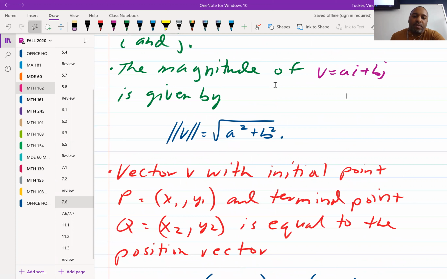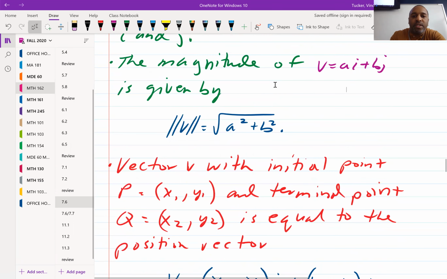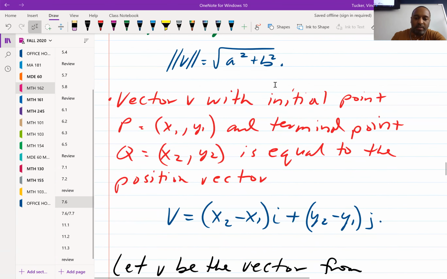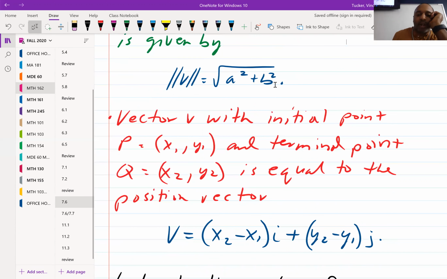Oh, okay. So vector V with initial point P, terminal point Q, just like we mentioned before, is equal to the position vector. Is everybody done with that green? So it's another way of rewriting it, A and B. And that's why here A and B is x2 minus x1, y2 minus y1, which goes back to your distance formula that we were talking about earlier with the magnitude.